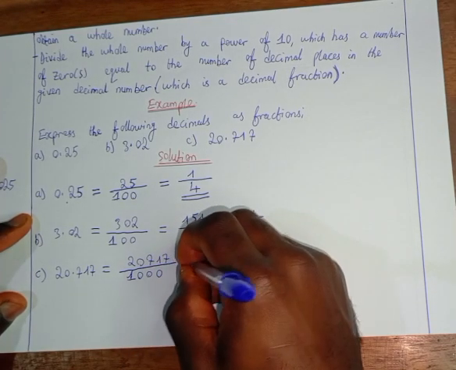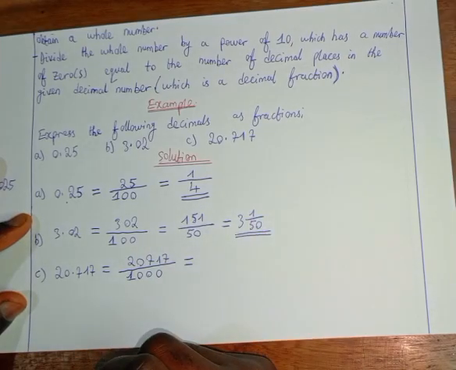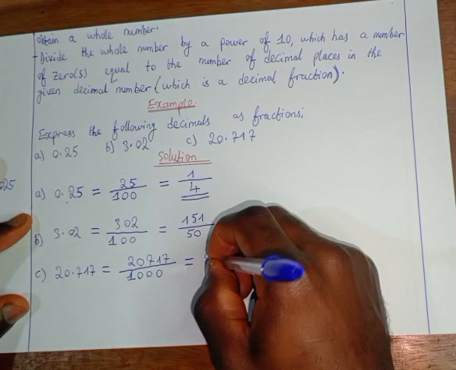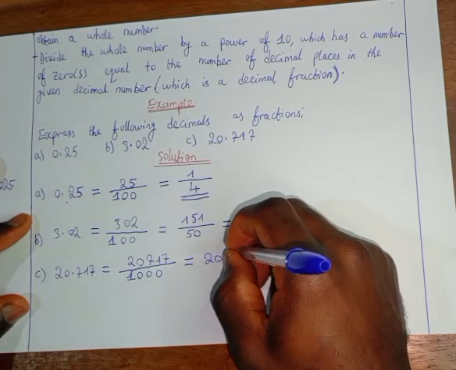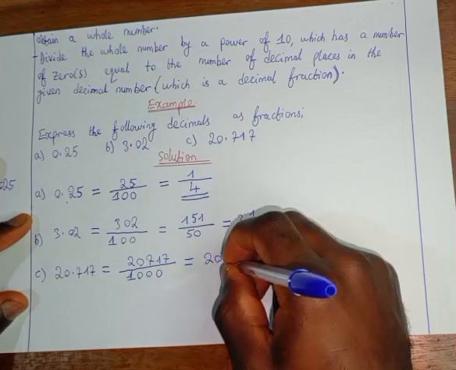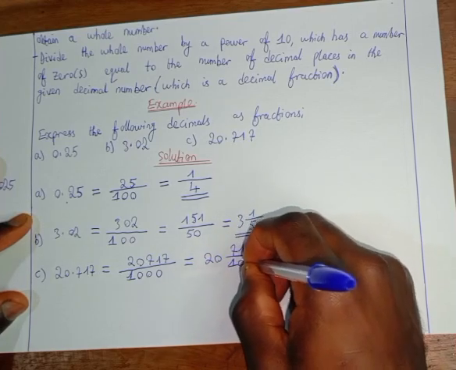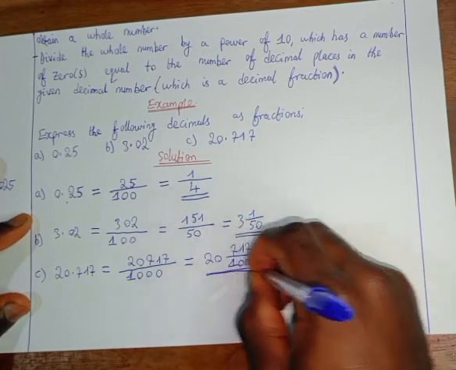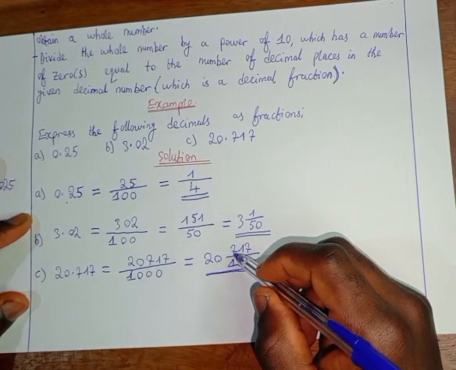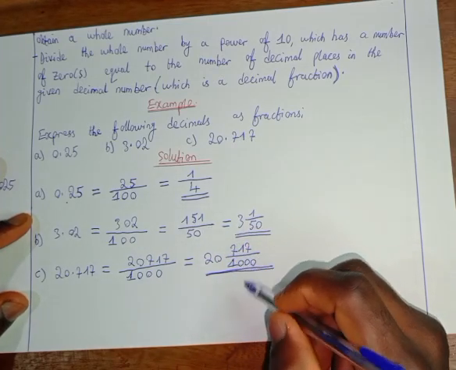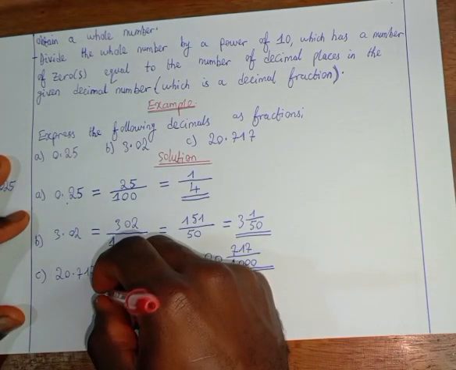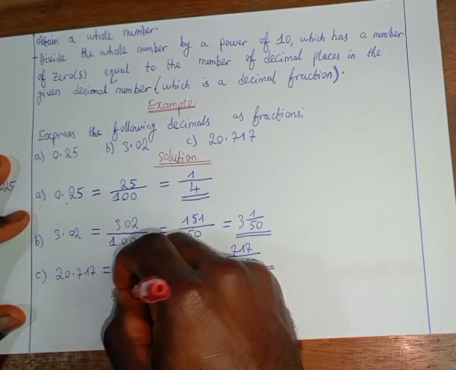We can change this to a mixed fraction. This will give us a whole number part of 20 and a remainder of 717 over 1000. So our answer will simply be 20 and 717 over 1000. We are going to take these exercises for application.